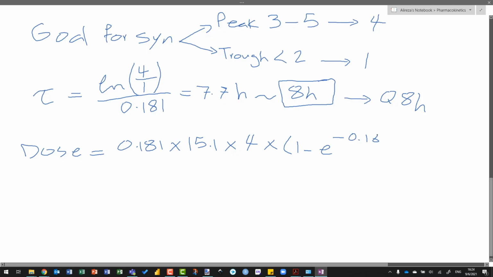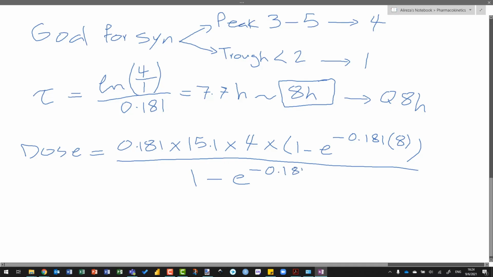And then we multiply this by this expression of 1 minus e to the negative k. K is 0.181 in this case, times tau, which we calculated to be 8. And then in the denominator, we have 1 minus e to the negative k times infusion time. So k again is 0.181. And time of infusion, we're just going to use 1 hour to make calculations easier.